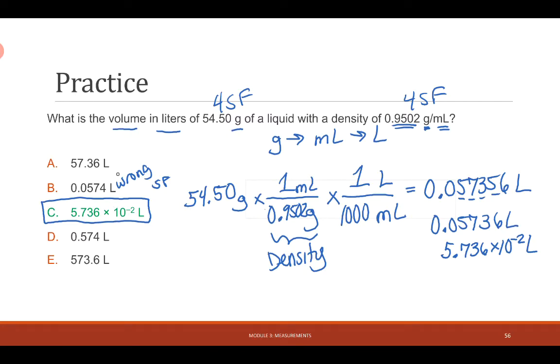So option B had wrong sig figs. Option C is correct. And if you flipped this milliliter to liter conversion, then you would end up with one of these other answers.